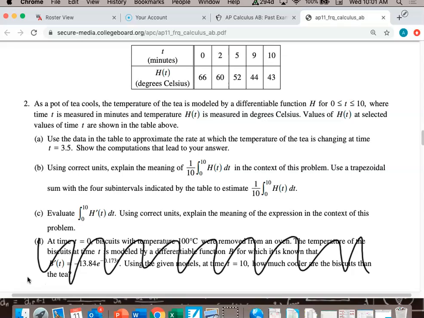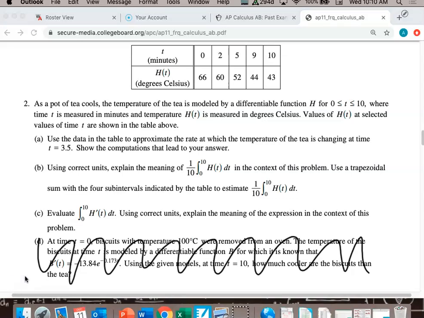So, quick question. Are you just stretching? Okay. Does the trapezoidal sum approximate this entire expression? No. What does it actually approximate? Just the integral. So whatever you get, you're going to have to multiply by 1/10 to get the whole thing. And then finally, evaluate the integral from 0 to 10 of h prime. Using correct units, explain the meaning of the expression in the context of the problem. This is an FTC Part 2, straight up definite integral. You can do this. 3 parts, 10 minutes, whiteboard starts now.